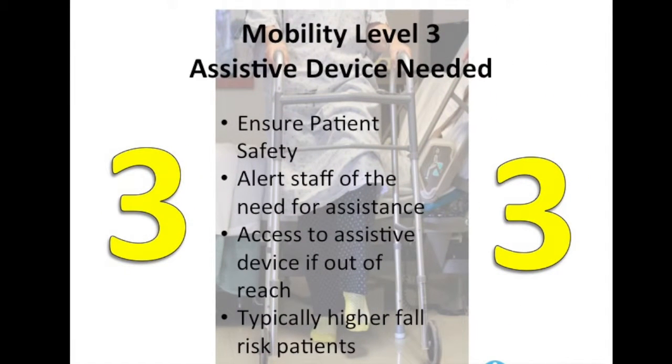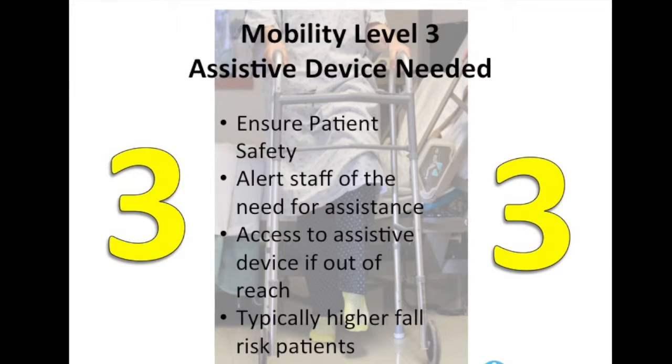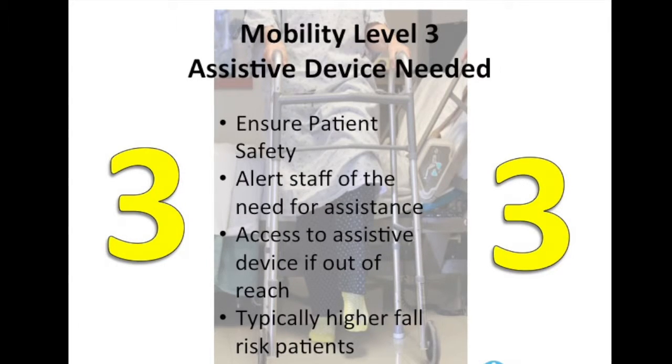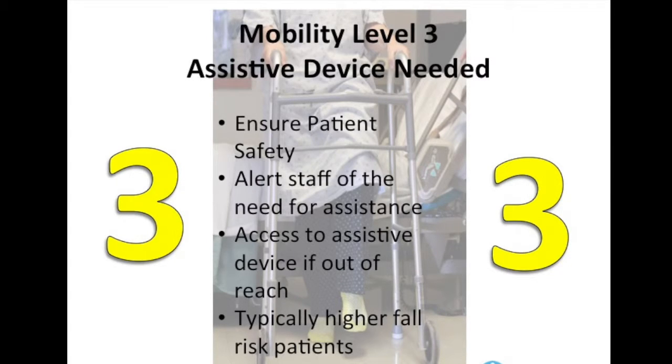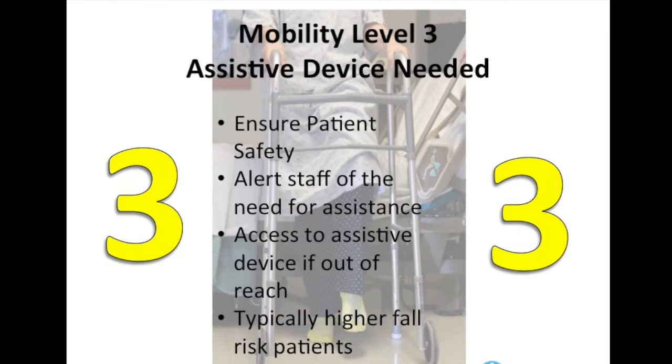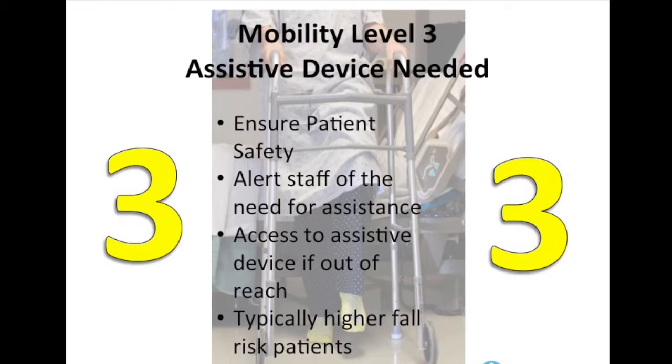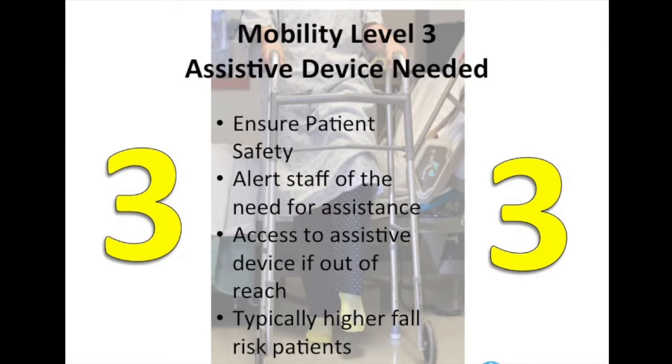While many patients demonstrate independent mobility with the use of their assistive device, assigning the patient Mobility Level 3 helps ensure patient safety. It alerts staff to the need for assistance. It enables access to the assistive device if it is out of reach. And typically, these are higher fall risk patients.